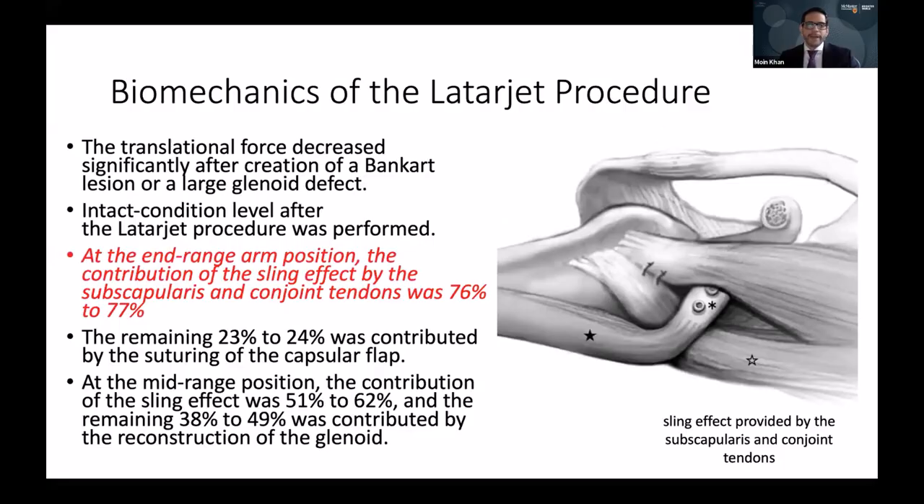And they found that the translational force of the shoulder significantly decreased after a Bankart lesion or a glenoid defect, which obviously makes sense. The shoulder is more unstable, and it was reduced to near normal levels after the Latarjet procedure was performed. And there were significant contributions from the sling effect of the subscapularis and the conjoint tendon, and some contribution as well from the suturing of the capsular flap.